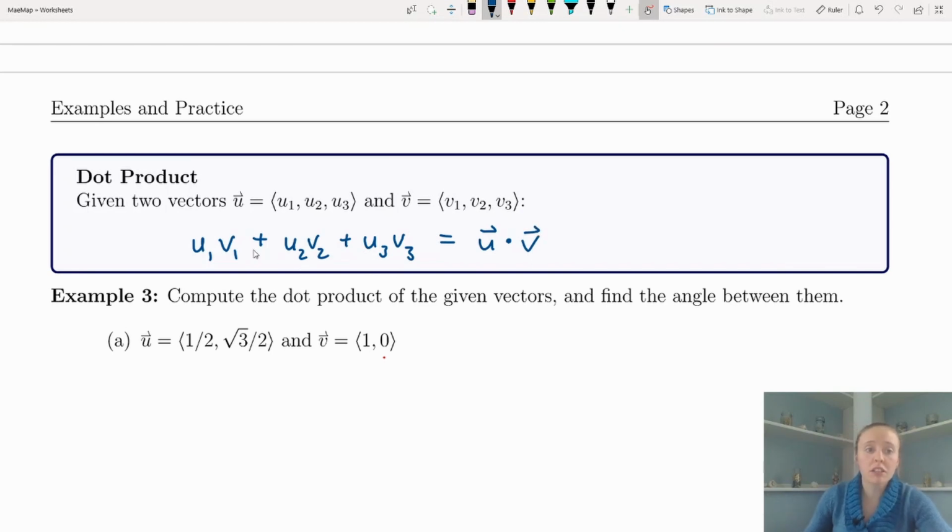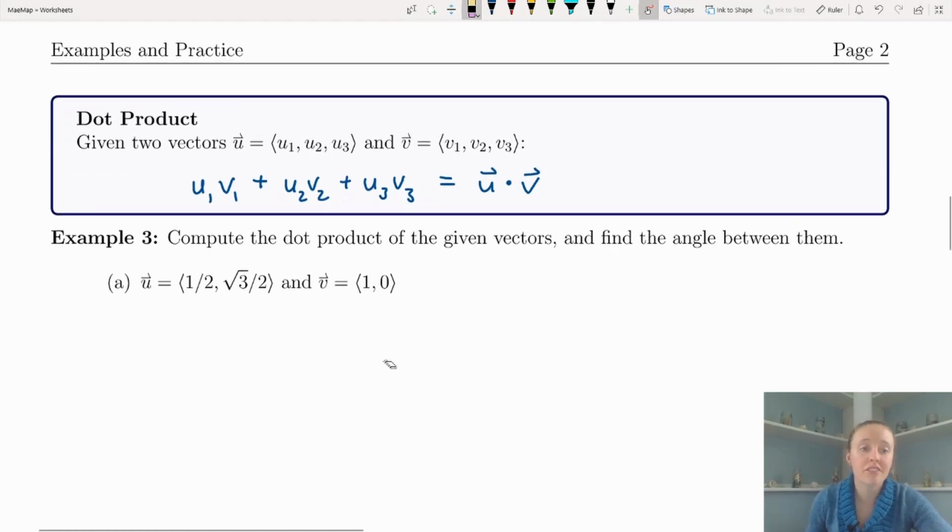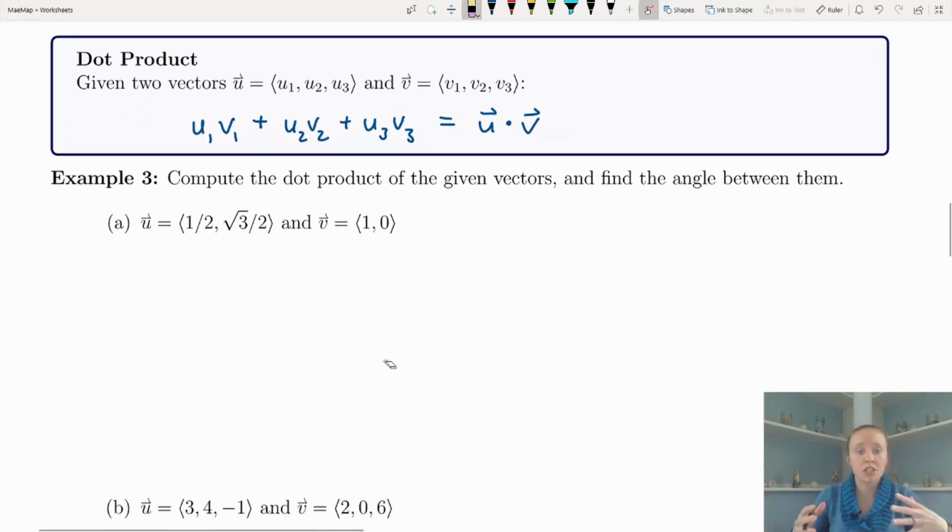So if you think about using this formula, we're multiplying two numbers together, adding, multiplying two numbers together, adding, multiplying two numbers together. If all of those are getting added together, again, this is just a number, so it's a scalar. So now that we know this other definition, let's jump into example 3.